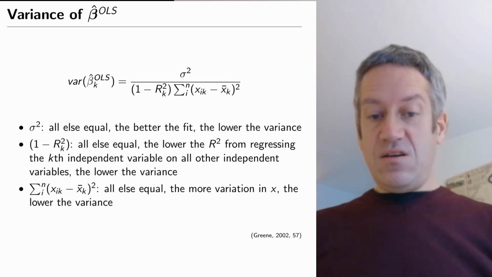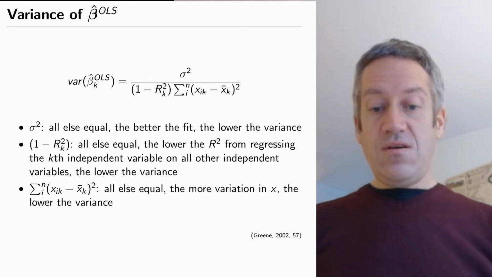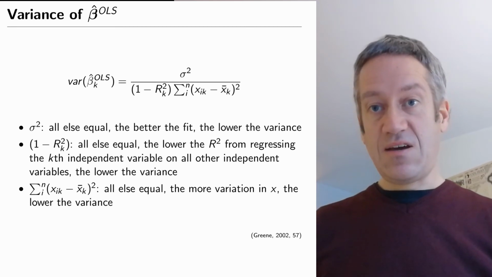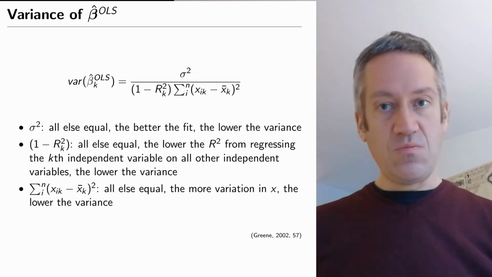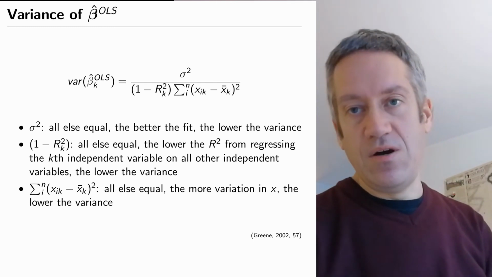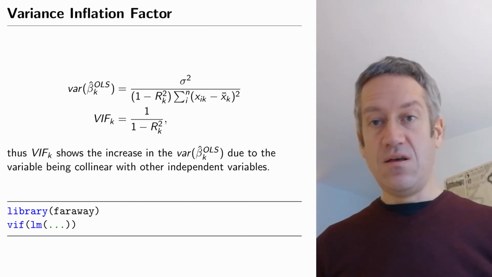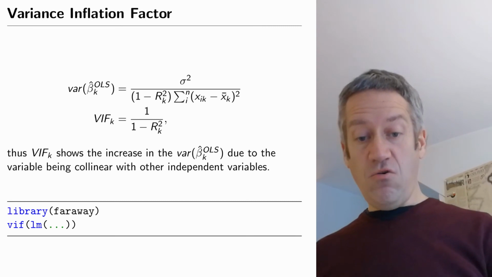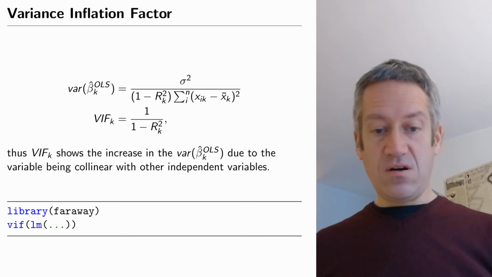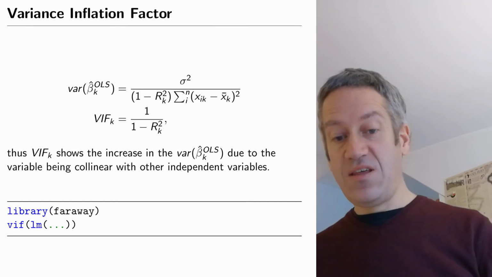And then thirdly, the component on the bottom right, that is just about the variance in x itself, and that just says that the more variance there is in x, the easier it becomes to detect whether there's a relationship between x and y, and therefore you get smaller standard errors. But the real point of interest is this part on the left, the 1 minus r squared. Because then we can separate it out. We can say the variance is really sigma squared over the variance in x times 1 over 1 minus r squared. So that is what we call the variance inflation factor.